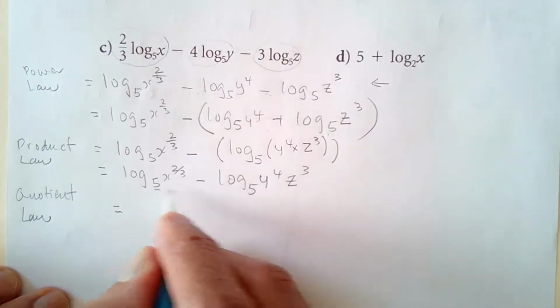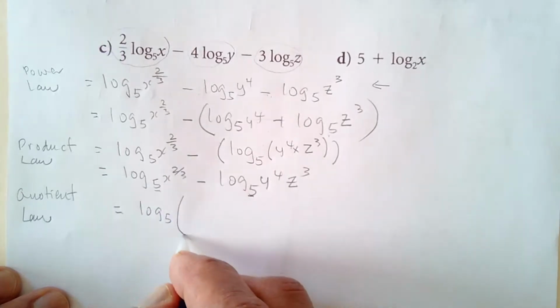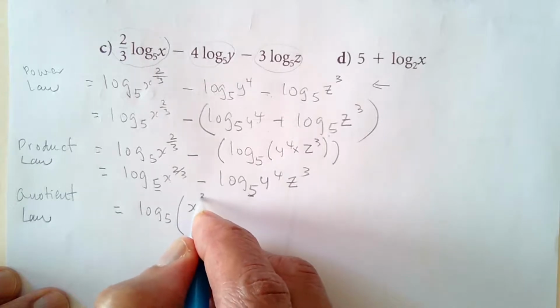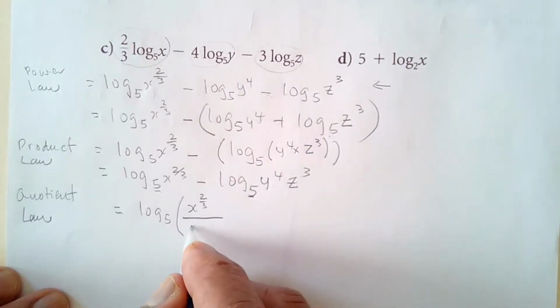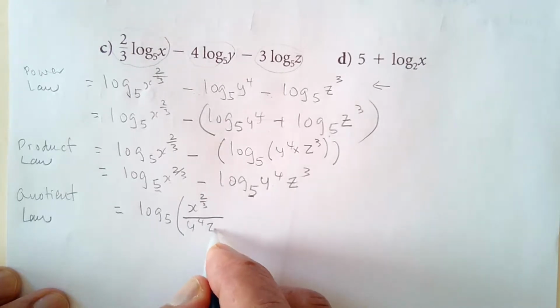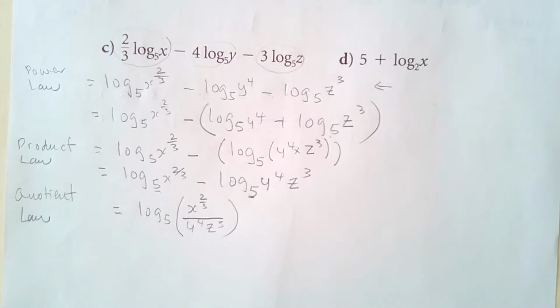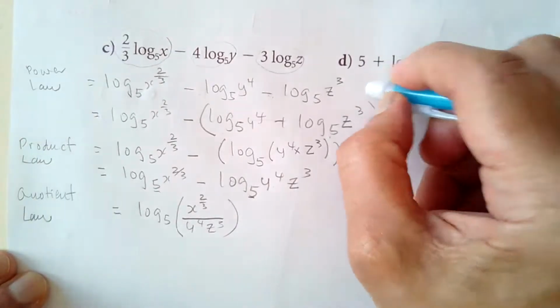Log 5, because the base is the same. So log 5 of x to the third divided by y to the fourth z to the 3. The final part here. Okay.